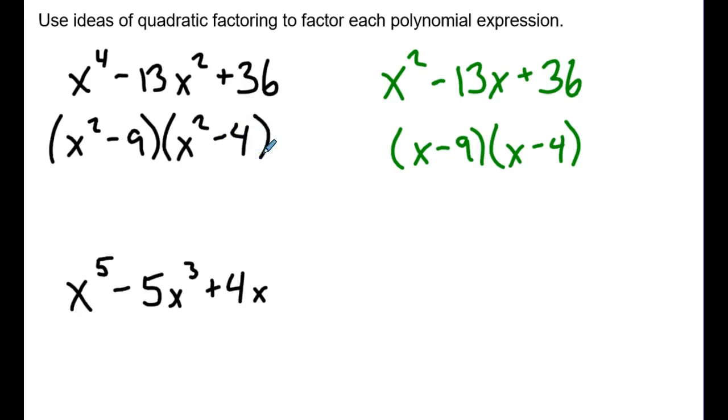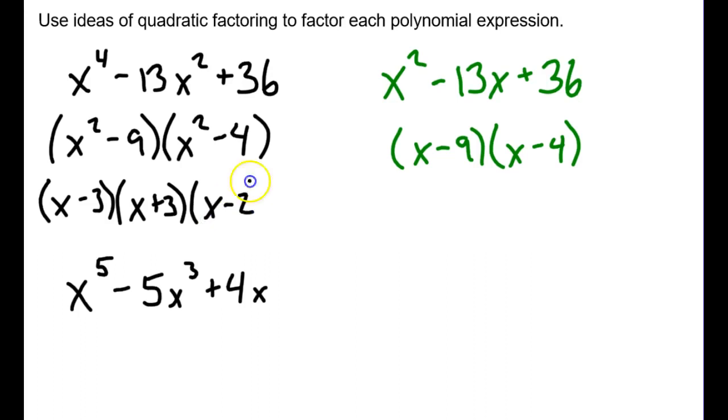Now we're not done, because if you look at both of these factors, x squared minus 9 is a difference of squares, and x squared minus 4 is a difference of squares as well, so we can break each of those down. If we break down x squared minus 9, that factors into x minus 3 times x plus 3. And if we look at x squared minus 4, that factors down into x minus 2 times x plus 2. So using ideas of quadratic factoring on a quartic expression, breaking it down.